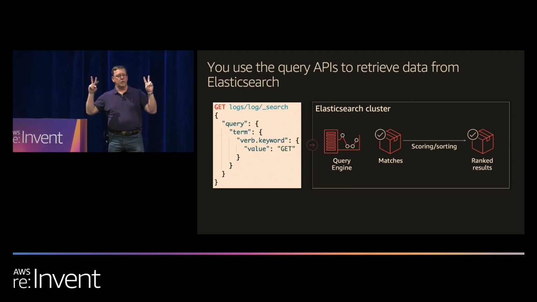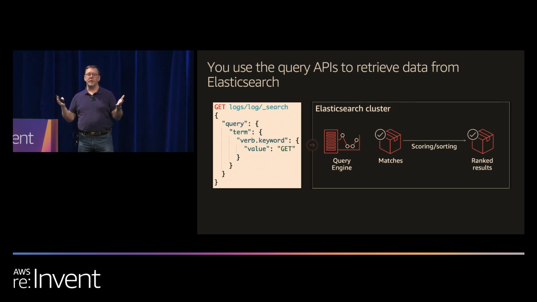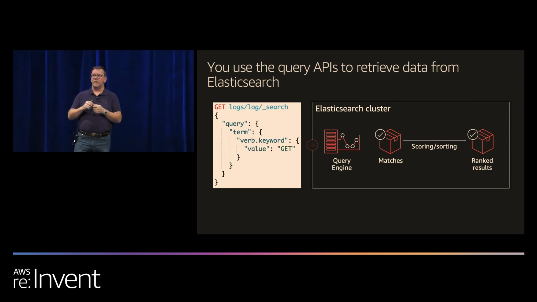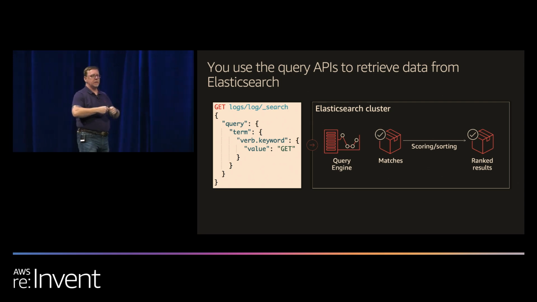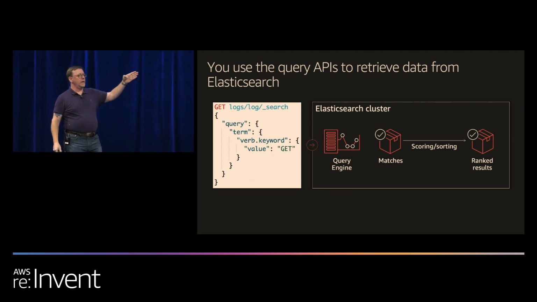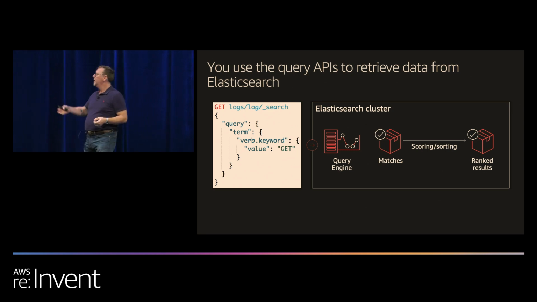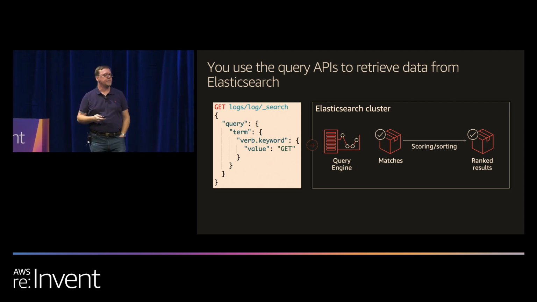That goes into our query engine. There's not really a query engine in Elasticsearch, but you can think of it as a query engine that's going to go look at the verb field and go find matches for the query term GET. It's going to generate those matches, and that's going to be some set of documents. It then applies a scoring and sorting algorithm because Elasticsearch is a search engine. So if this were e-commerce data, you'd want that ranked according to relevance. It applies that scoring and sorting algorithm, returns you the ranked results.